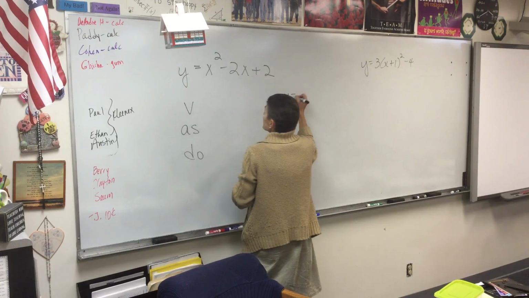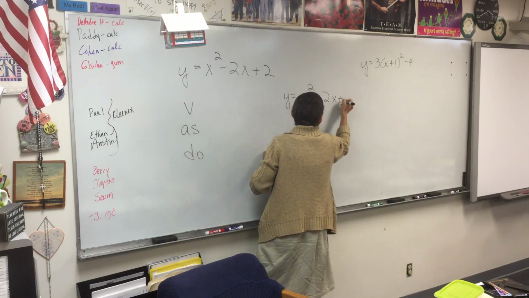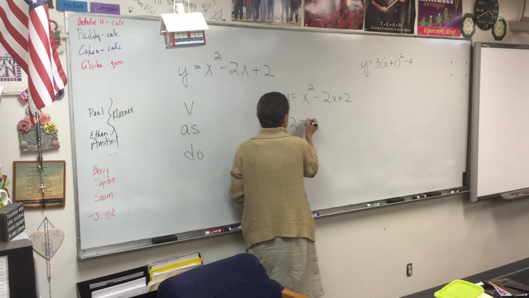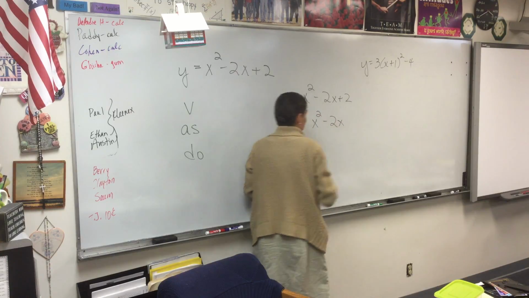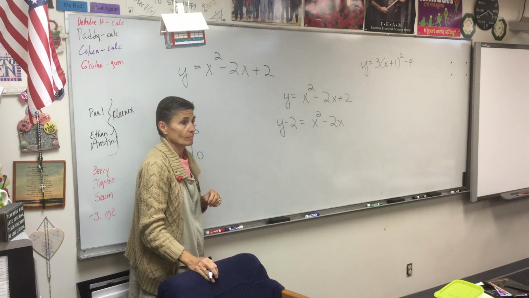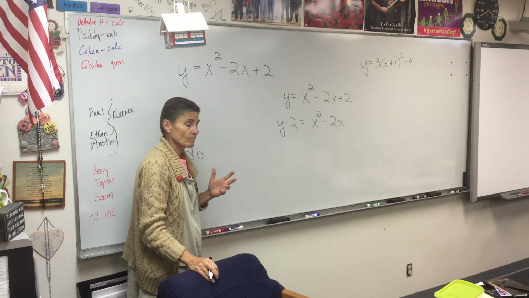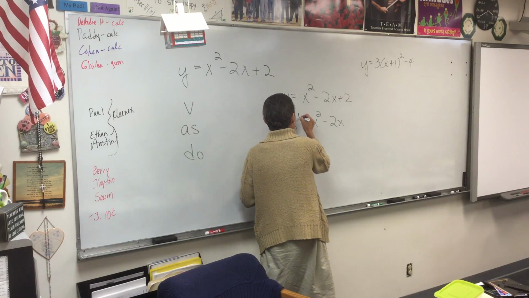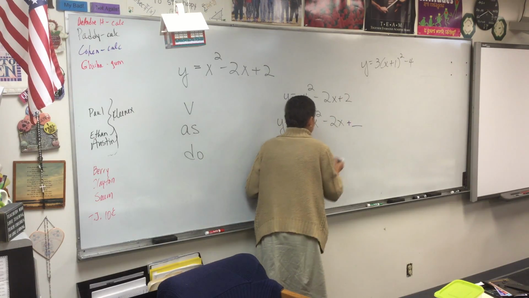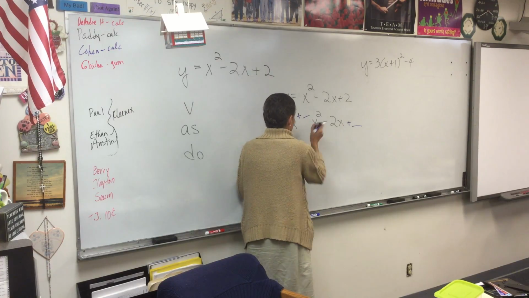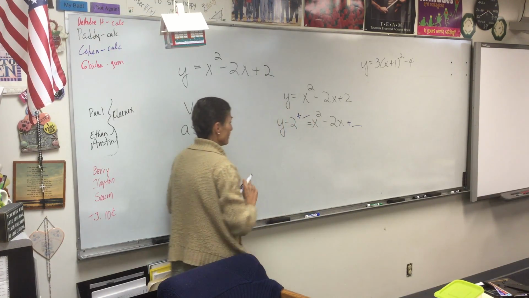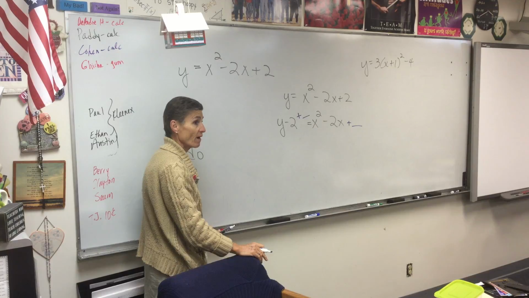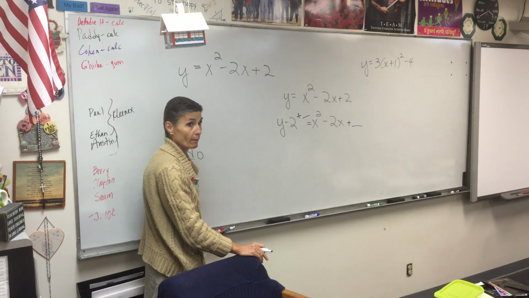All right, so here we go. Here's my equation. Step 1. See this 2 right here? Move it to the other side. So y minus 2 equals x squared minus 2x. That's easy. Now we're going to complete the square. That means I am going to add something to both sides of my equation. Now, does anybody remember how we find the number we add when we complete the square?